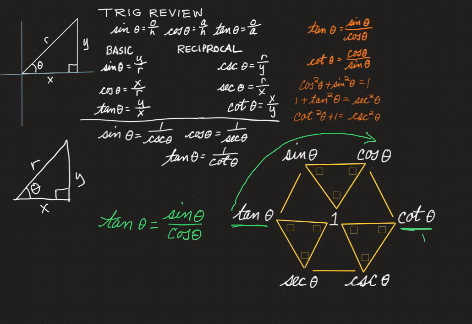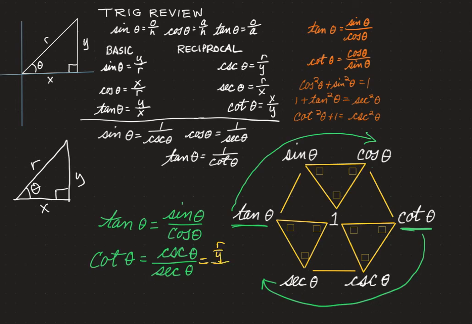You start at cotangent, going around still in the same direction. You have the cotangent of theta is equal to the cosecant of theta divided by the secant of theta. Perhaps we should check this one. The cosecant of theta is equal to r over y, and that's divided by the secant of theta, which is equal to r over x. That is a division, a complex fraction, so we do r over y times the reciprocal of the denominator. And when we finish up what we're doing there, yes, we're going to be left with x over y, which is the definition of cotangent.